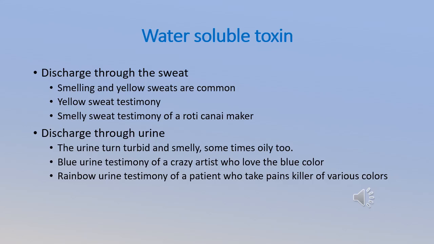So when he took Ganotherapy, all these things discharged from the body, and then he got a rainbow urine. But of course, after taking Ganotherapy, he became much better. So his problem is solved. At the end of the day, he doesn't have this problem anymore.